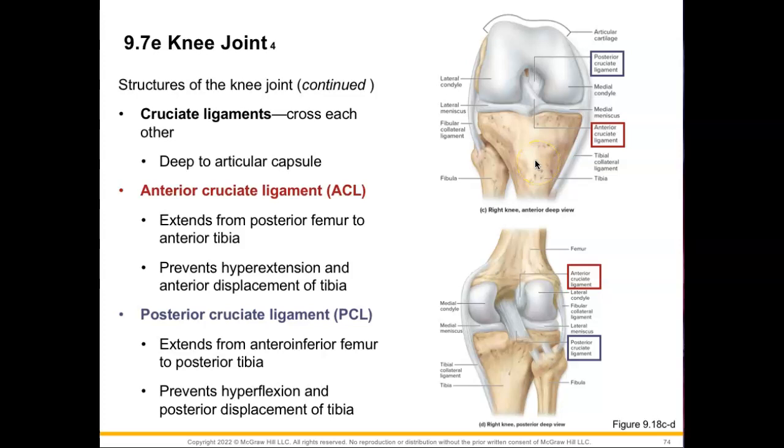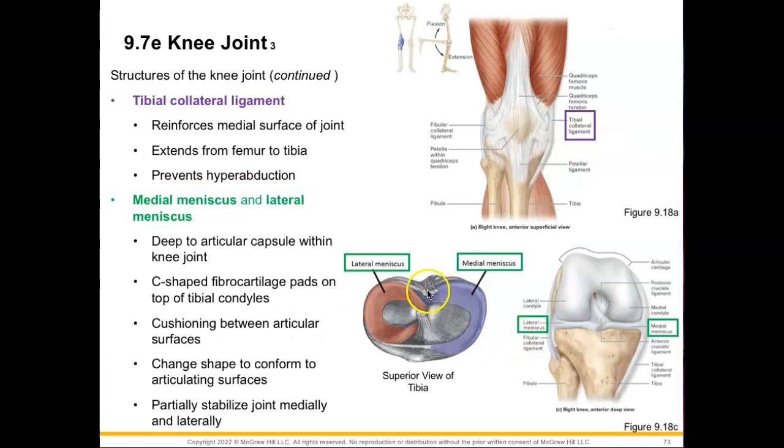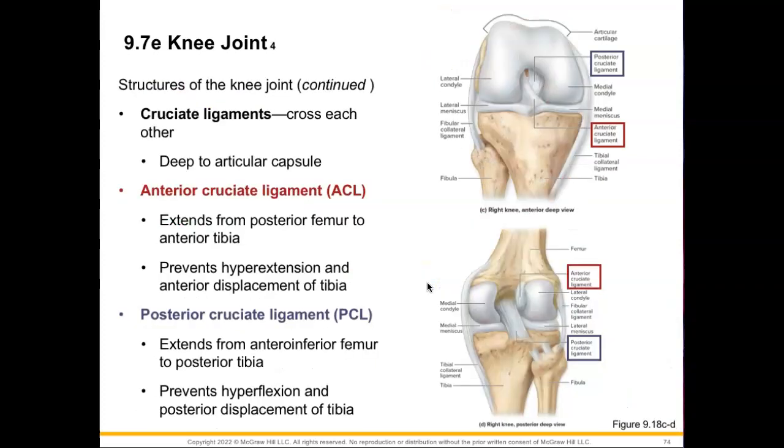And then our posterior cruciate ligament, or PCL, you could see portion of it here from the anterior view, but of course better seen here in our posterior view of the knee joint, and is extending from the anterior-inferior femur, so closer to our medial condyle here, down to the posterior tibia. And let's go back. There's the attachment here of our PCL on the tibia. And this is preventing hyperflexion and posterior displacement of the tibia.